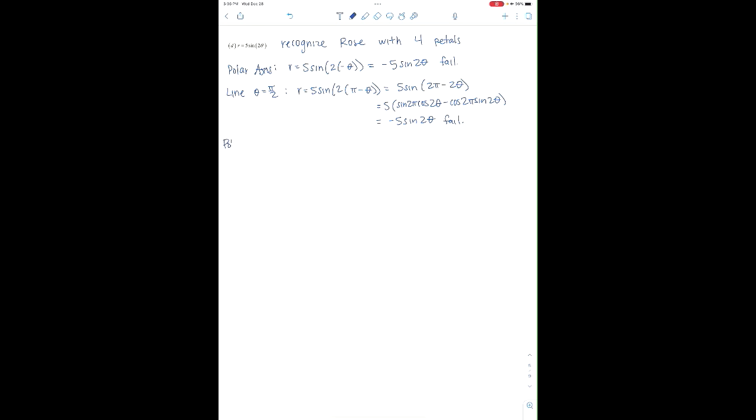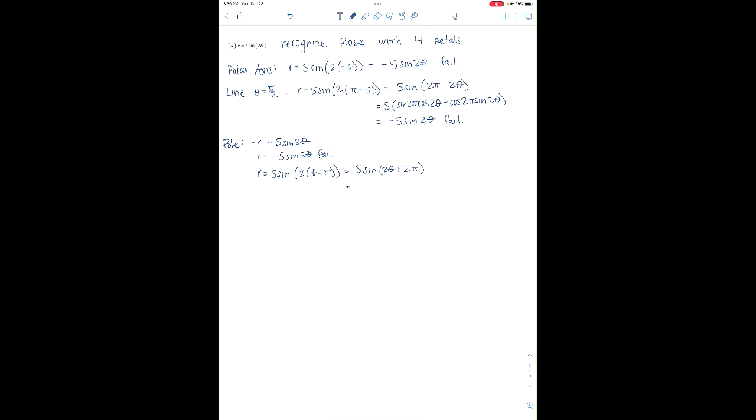Let's check the pole. We have negative r is 5 sine 2 theta, so that would give us r is negative 5 sine 2 theta. That's a fail. Let's check the one last test. r equals 5 sine 2 theta, and we're going to have theta plus pi instead of theta. So that will give us 5 sine (2 theta plus 2 pi).